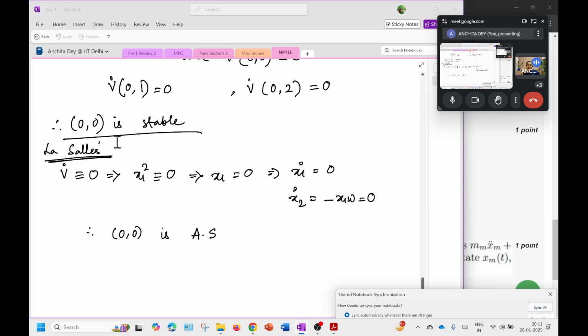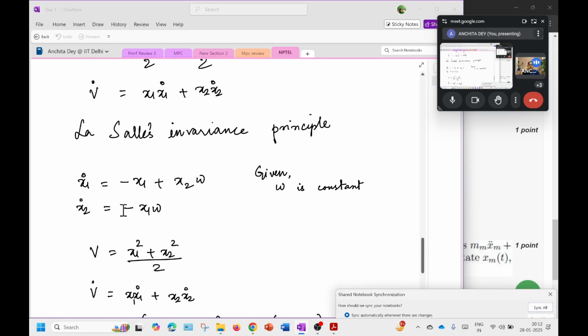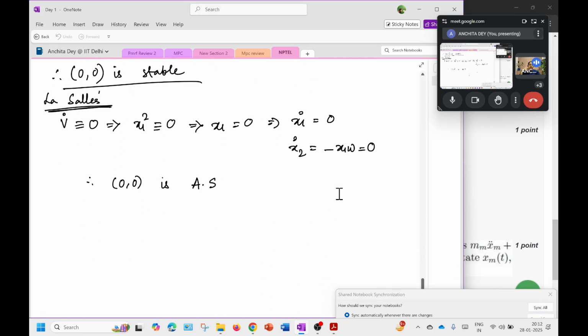So for LaSalle's, what we do is we equate V dot to be identically equal to 0, and then we see that x1 is equal to 0, so that means x1 dot would be 0. This triple bar sign actually means identically equal, which means it is 0 for all time. And if it is 0 for all time, then x1 dot would be 0, and therefore x2 dot, which is equal to minus x1 given from here, is also equal to 0.